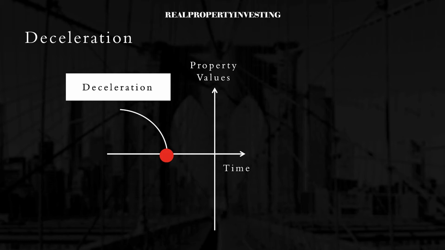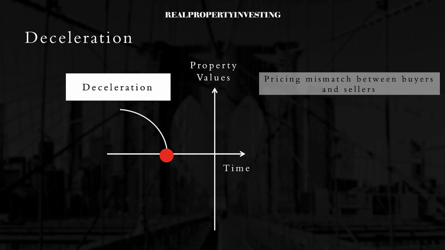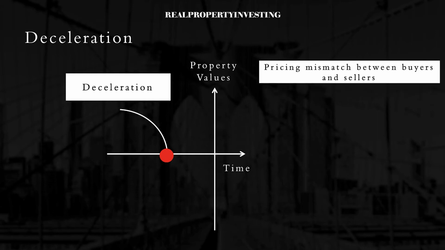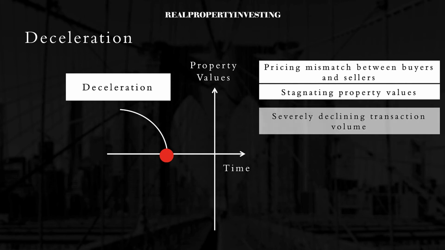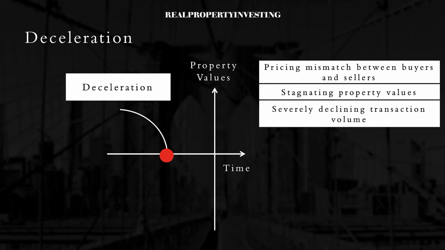With the deceleration phase, it is common to see a pricing mismatch between buyers and sellers. Buyers, anticipating a drop in prices, are reluctant to buy into a falling market and adjust their expectations accordingly, demanding big cuts in prices. Sellers may or may not be willing to accommodate buyers in pricing, and this normally results in a mismatch between buyers and sellers. This mismatch results in the inability of the market to clear product, so that property values stagnate or they start falling. Another effect is a severely reduced transaction volume, impacting the business models of consultancies that depend on it.